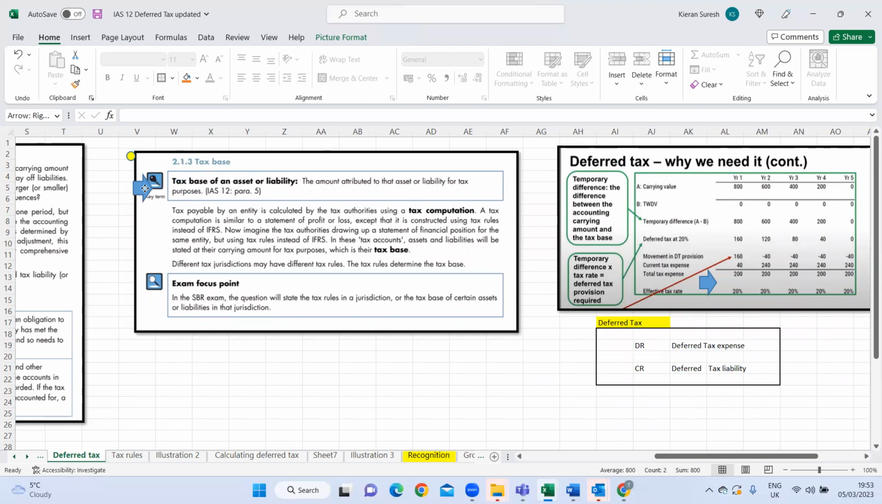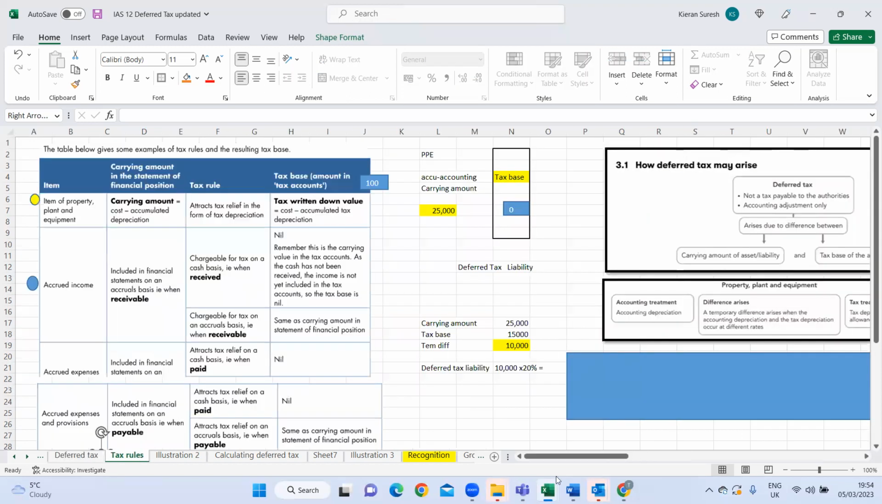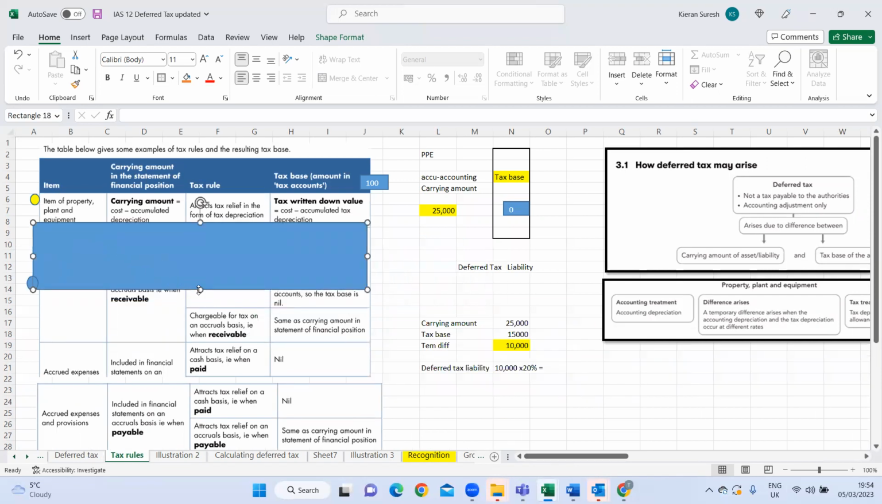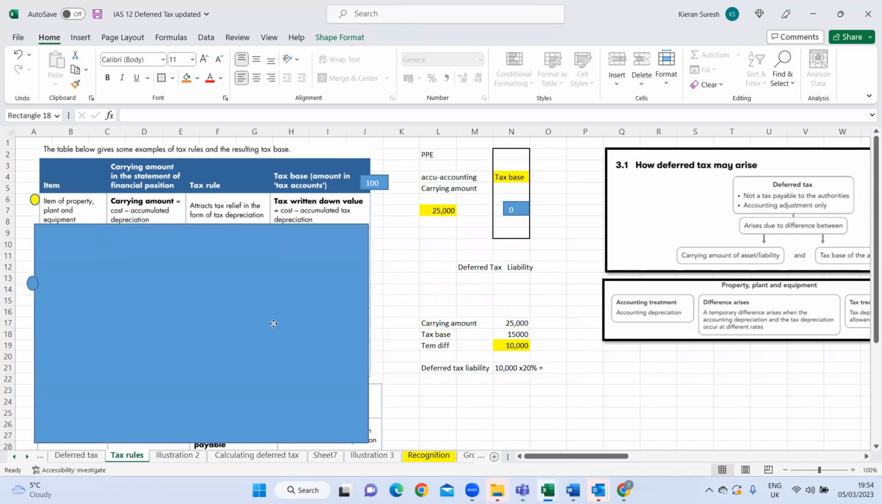Tax base is the figure, the amount attributed by the tax authorities. In our example, for the fixed assets, we said tax written down value. It was the tax base, right? And I think I've done this. It's not that difficult. So let me move on to the next line, on tax rules. Let me quickly explain these tax rules one by one, because these are the different kinds of examples you can face.